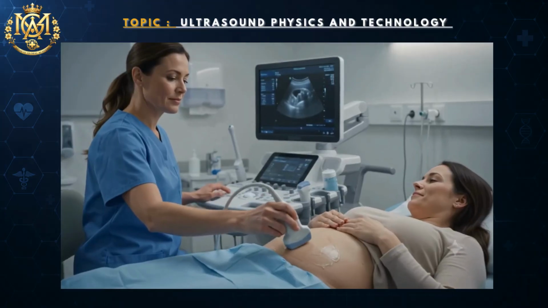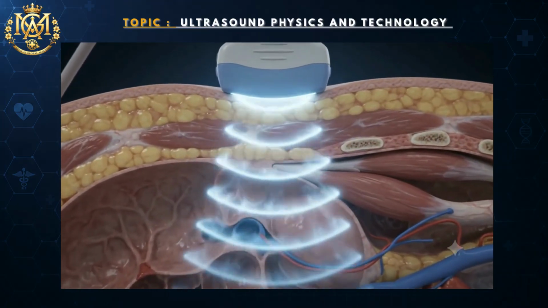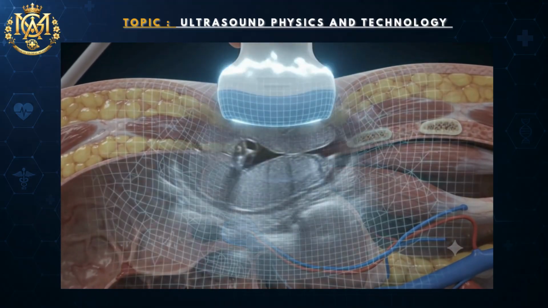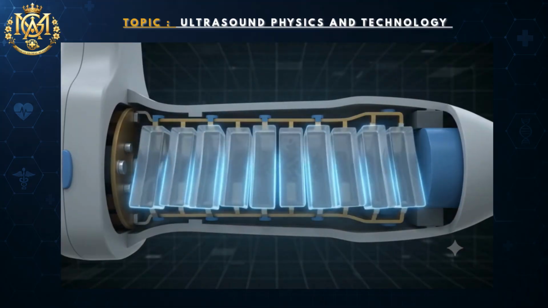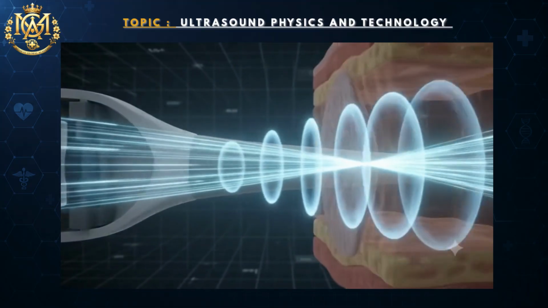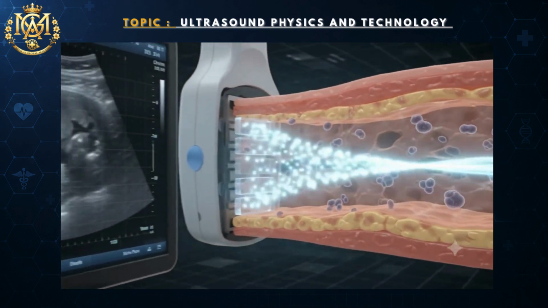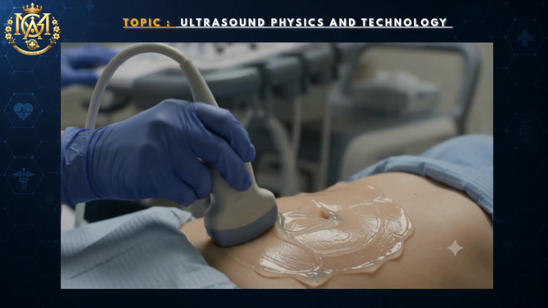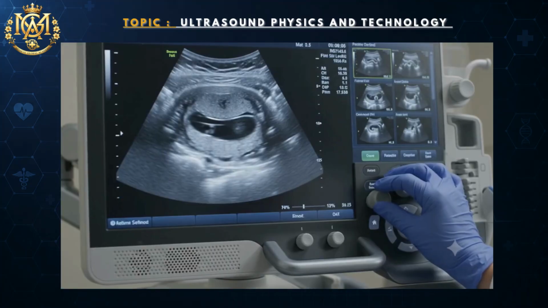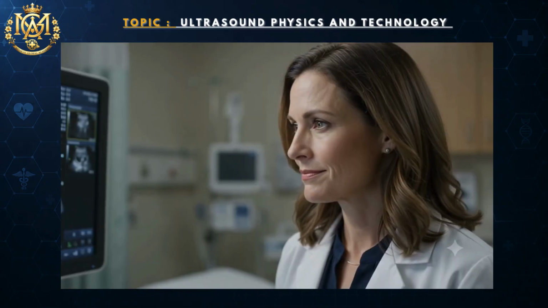Now, ultrasound begins with a simple principle. Sound waves travel through the body, interact with tissues, and return as echoes. But how those echoes are generated, received, and processed determines the quality of the image you see. Understanding ultrasound physics and technology helps clinicians optimize imaging, recognize artifacts, and make more confident clinical decisions.